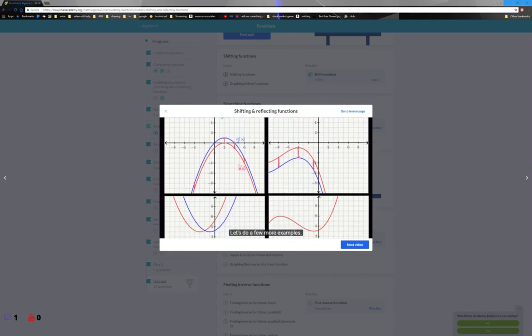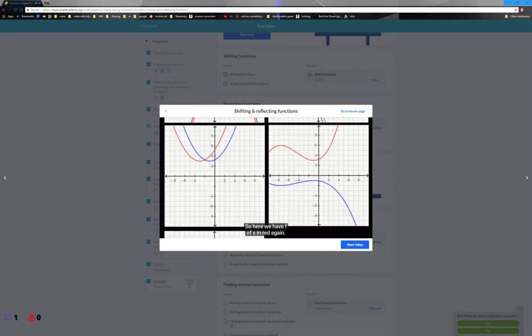Let's do a few more examples. So here we have f of x in red again. I'll relabel it, f of x, and here is g of x. So let's think about it a little bit. Let's pick an arbitrary point here. Let's say this point right over there is the value of f of -3. This is -3, f of -3.